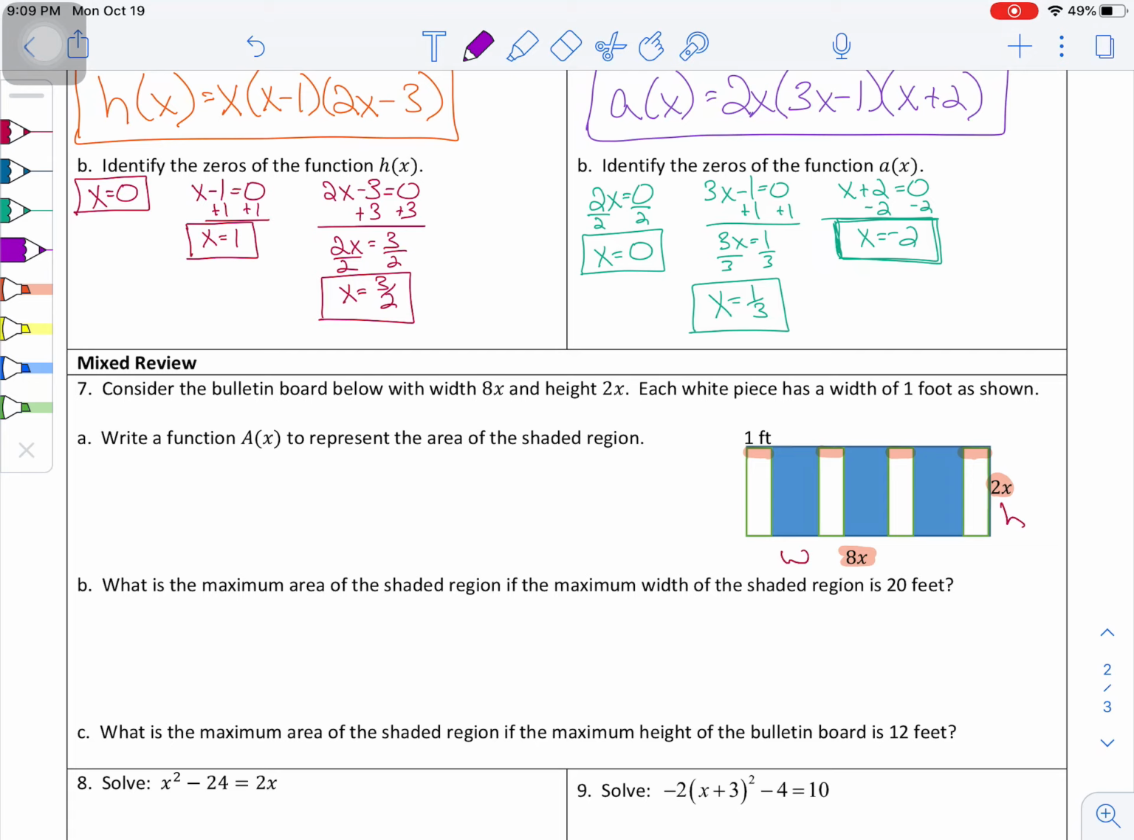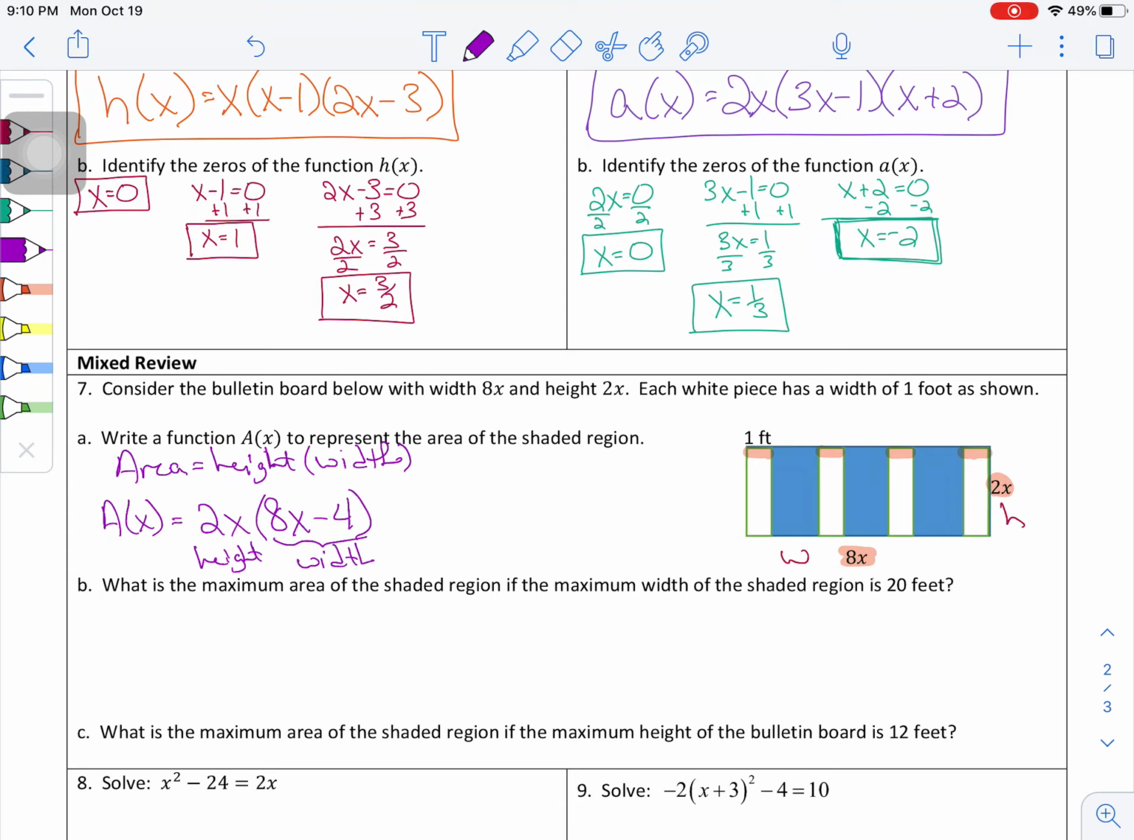All right, so the shaded region for area, remember area is equal to height times width. So in this case, area is A of x. Our height, well, all of the regions here have the same height of 2x. And the width is what we want to be careful about because we're just talking about the shaded region. The whole thing is 8x, but we need to subtract out these little 1 foot borders. So there's 1, 2, 3, 4 of them to subtract out. So it would be 8x minus 4. And so the 2x is your height, and this 8x minus 4 is our width.